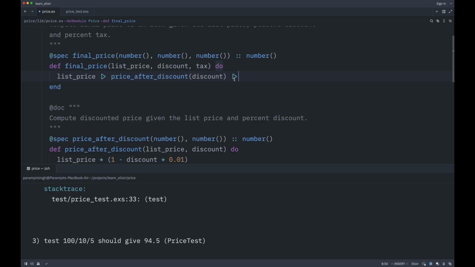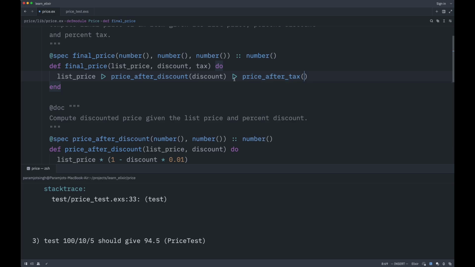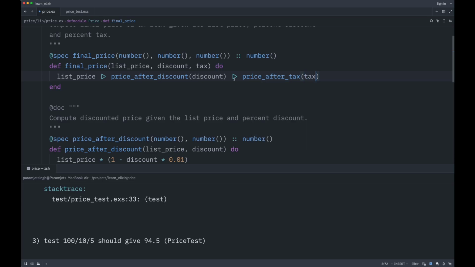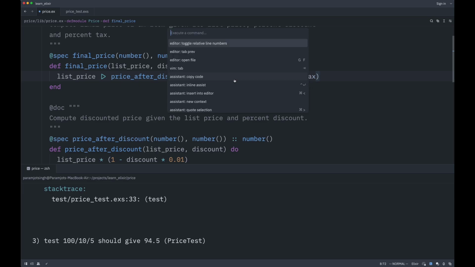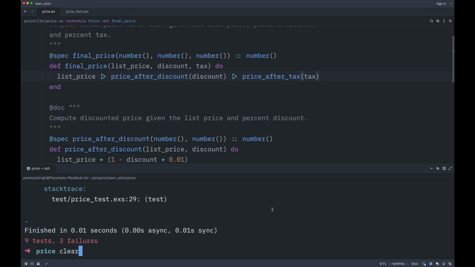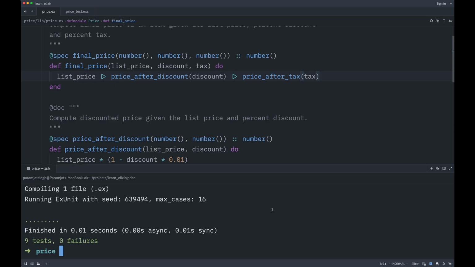After that, I pipe the output of price after discount to price after tax, and this takes an input of tax as an argument, and there we have it. So let's go ahead and run our test cases once again, and we see that all 9 test cases pass.